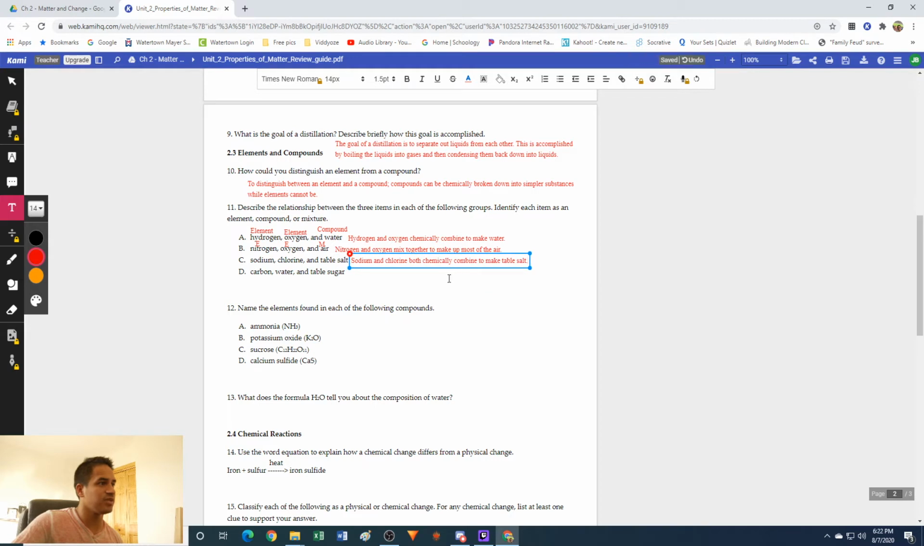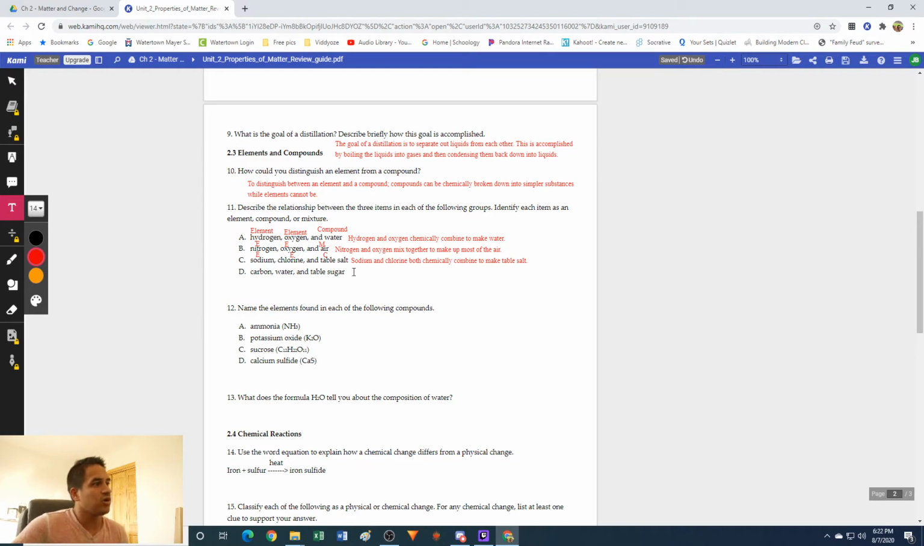Sodium and chlorine are both elements, and table salt is a compound. Okay, so sodium is an element, so write capital E for element. Chlorine is an element as well, so write capital E for element. And table salt is a compound, so write capital C for compound.